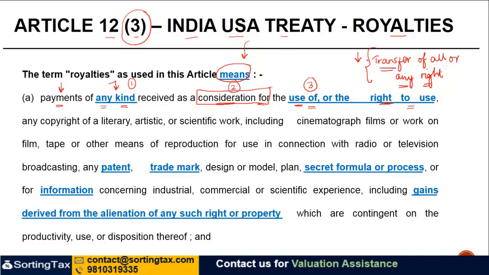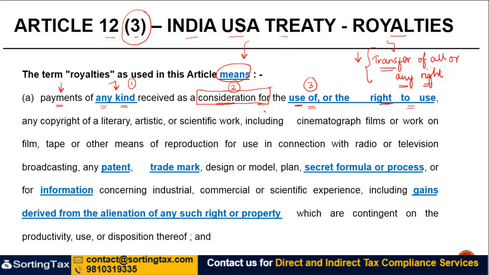There could be certain exceptions in respect of 1 or 2 payments, but unless and until this is specifically mentioned, it is only the payment which is being made for the use or the right to use any of the following which amounts to royalty. So the consideration for the use or the right to use any copyright of a literary, artistic or scientific work.